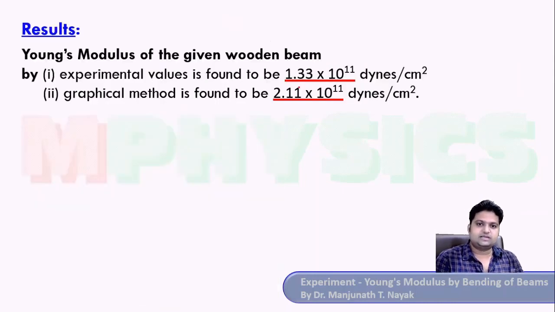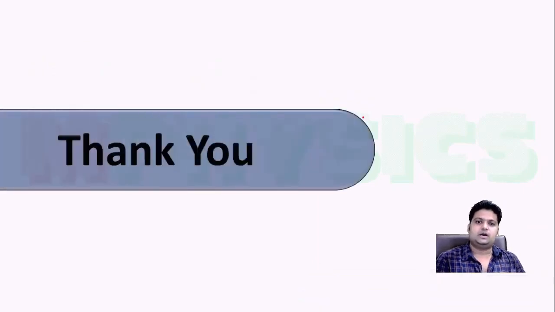Next you just write the results finally. You can write what you got from experimental values, that it is 1.33 into 10 raised to 11 dyne per centimeter square, and what you got from the graphical method, that is 2.11 into 10 raised to 11 dyne per centimeter square. Fine, and with that we finish Young's modulus, how to find Young's modulus using the very innovative way that we did now, that is without a traveling microscope.